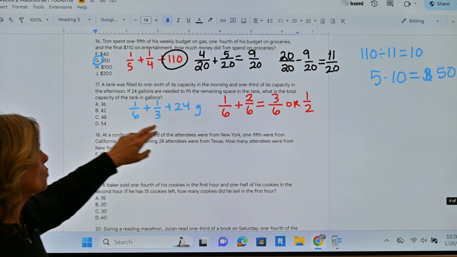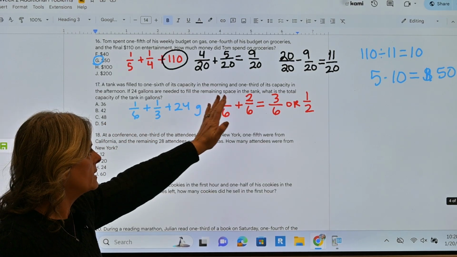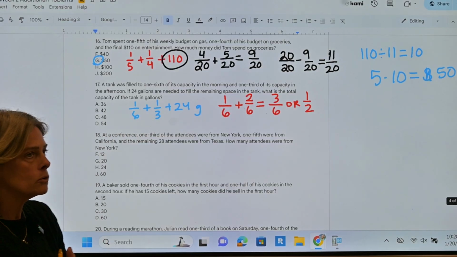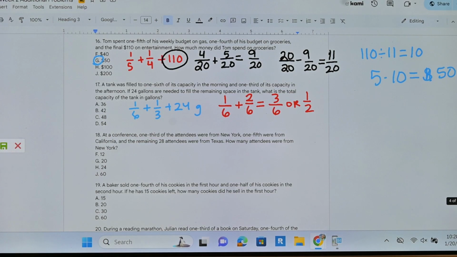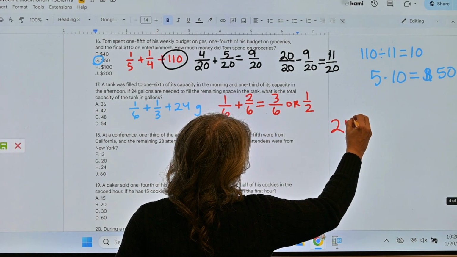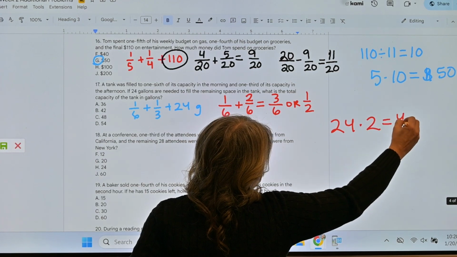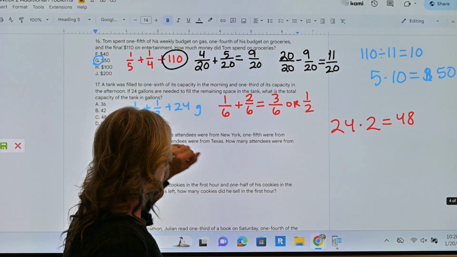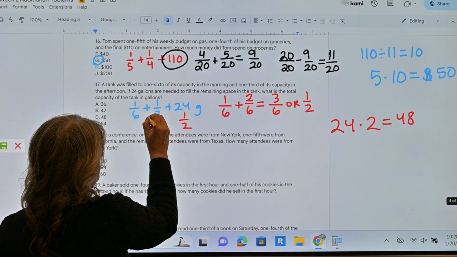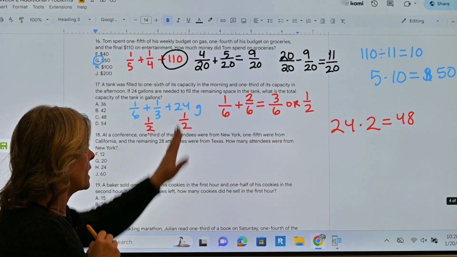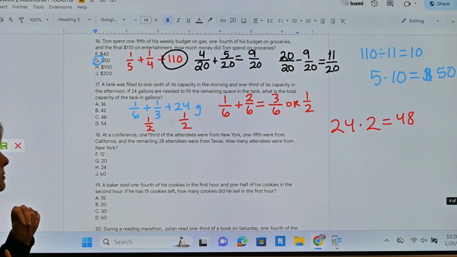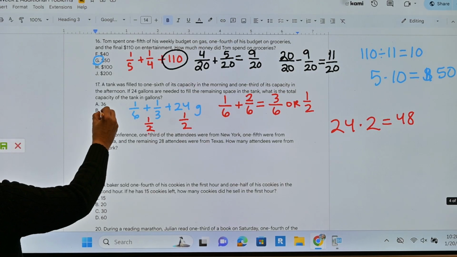That's pretty important actually for this problem, okay? So he had 24 gallons. That was the remaining space of the tank. But if this first part is 1/2, what is the total capacity of this tank? 48, right? 24 times 2. So 24 times 2 is 48. Okay, so look, 24 gallons was half, right? This is 1/2 of my tank. So if that's 1/2, all I have to do to find the other is just multiply it by 2. Okay, 24 times 2 is 48.